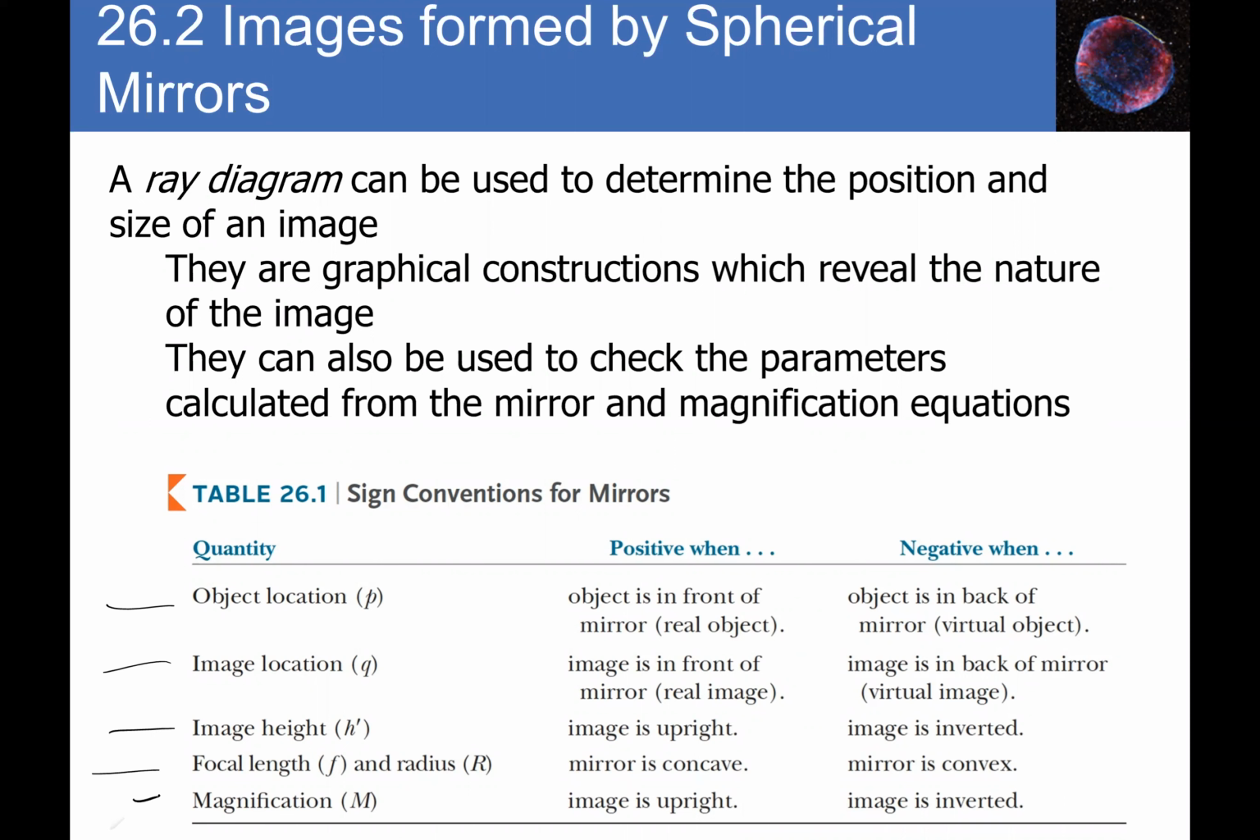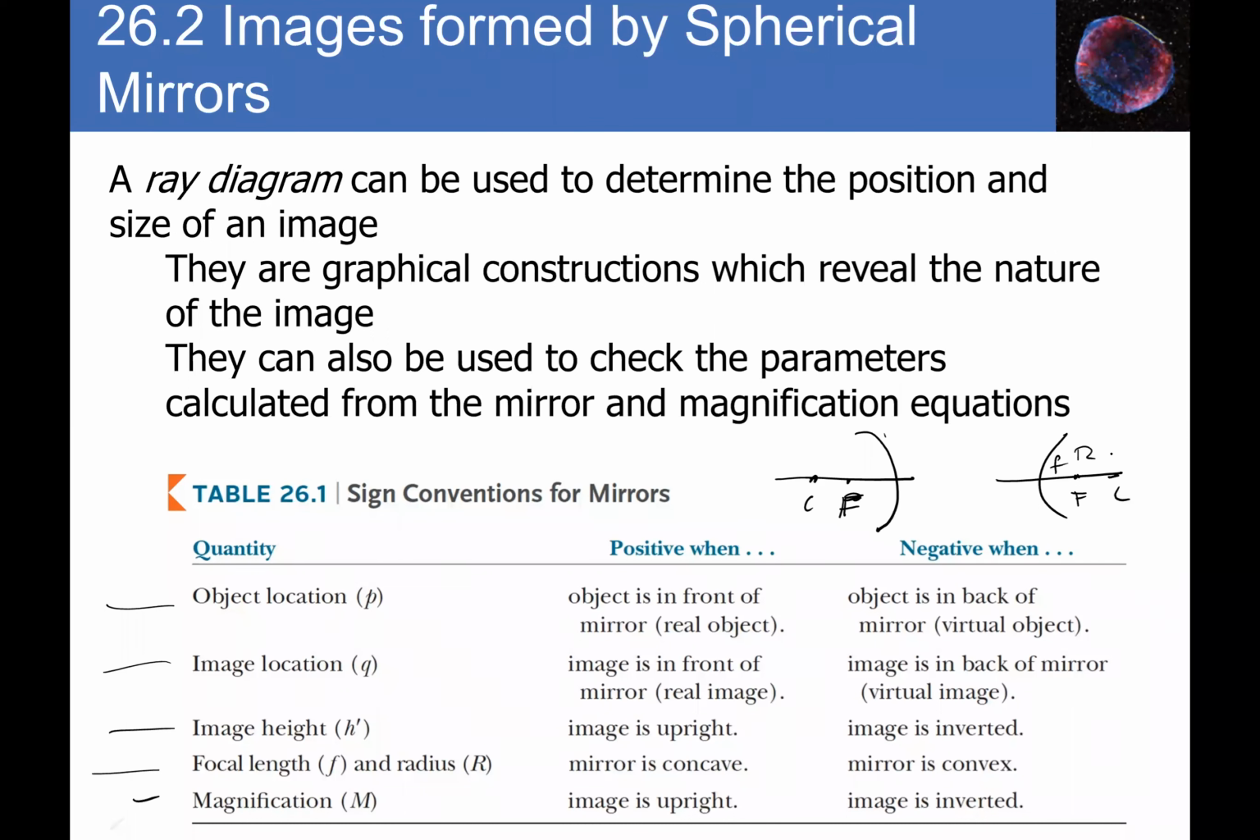So you can see, object is positive in front of the mirror. Image is positive if it's in front of the mirror. Height is positive if the image is upright. Focal length and radius are positive for a concave mirror, because see, here's a concave mirror, the focal length and C are both in front of the mirror, so both positive. If you have a convex mirror, then both the focal length and C are in the back, so F and R are both negative.